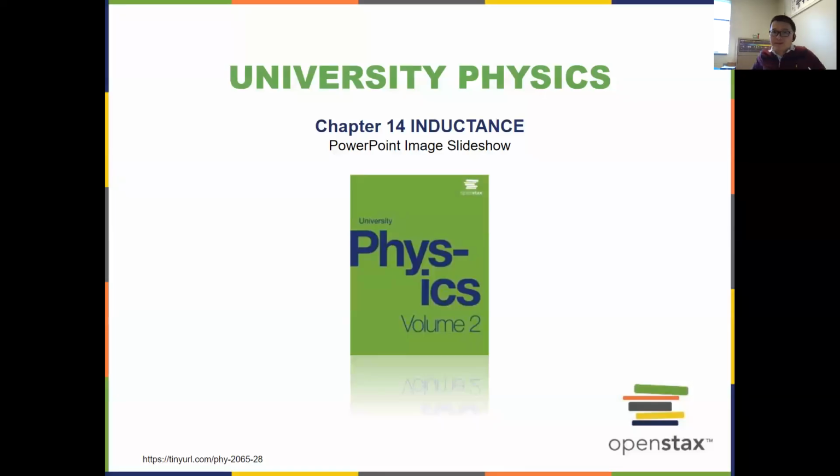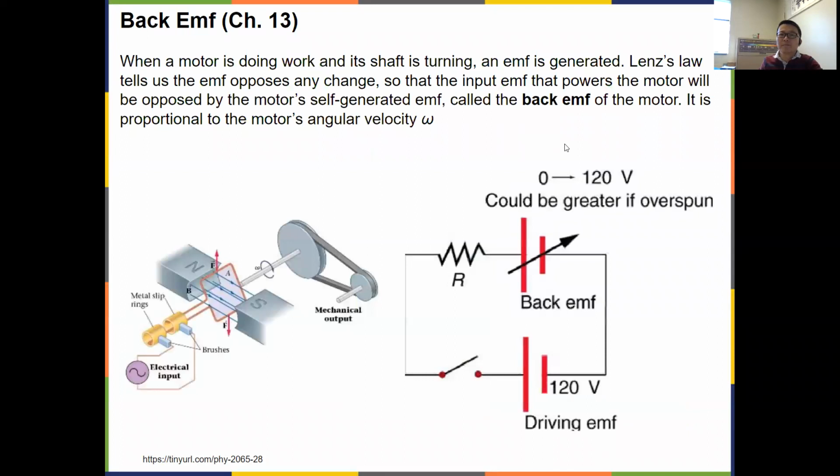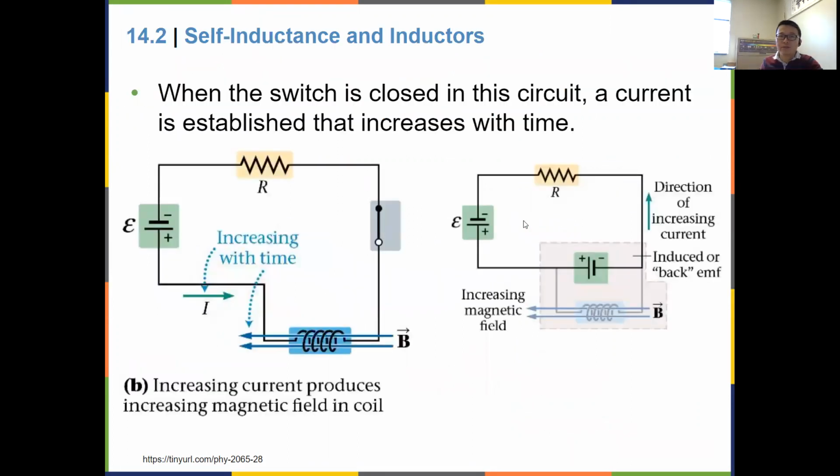All right, welcome back. So today we'll be looking into chapter 14, but this is a continuance of the topic on induction, inductance specifically. At the end of last chapter, we talked about electric motors, and when the motor's coils are spun in the magnetic field, as a result, there will be back EMF generated in the coil. Okay, so for inductance, look at this circuit here.